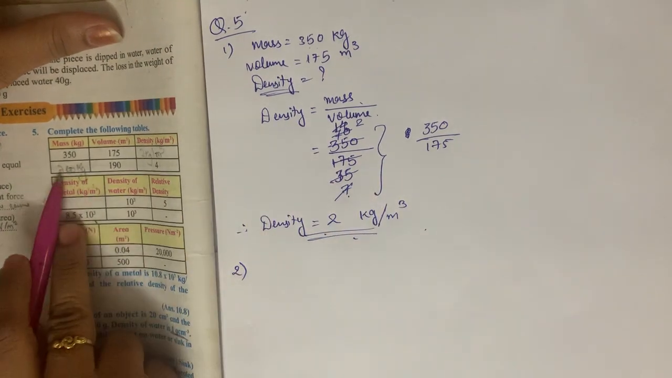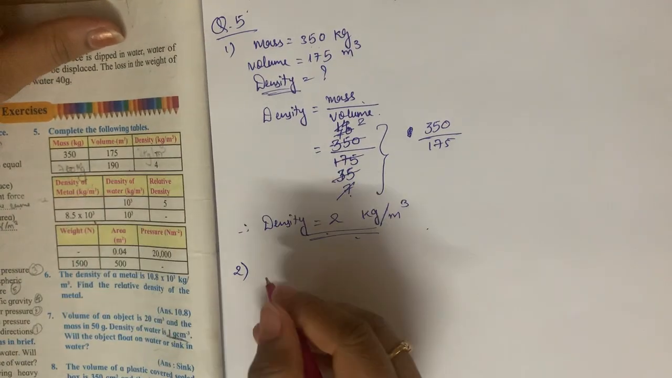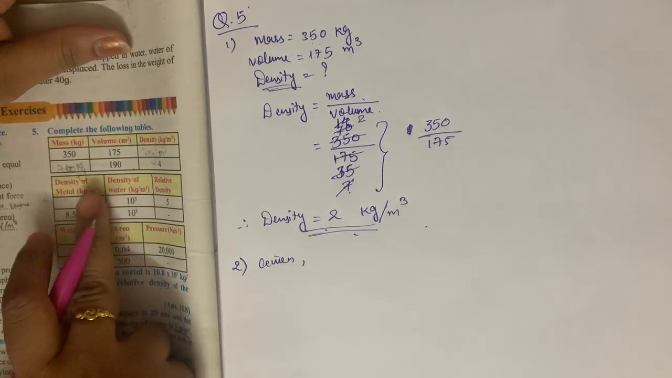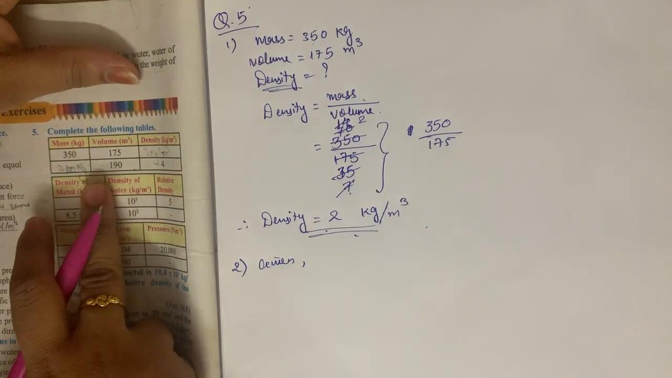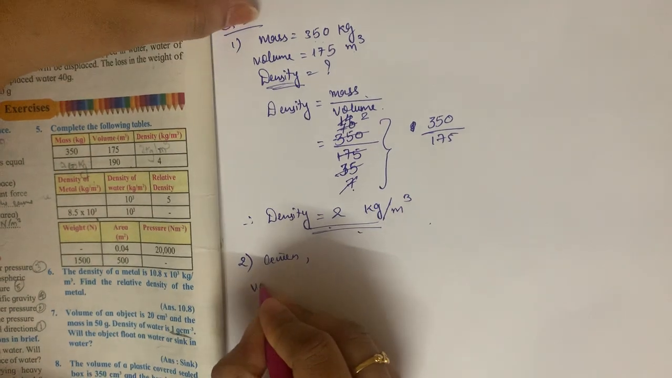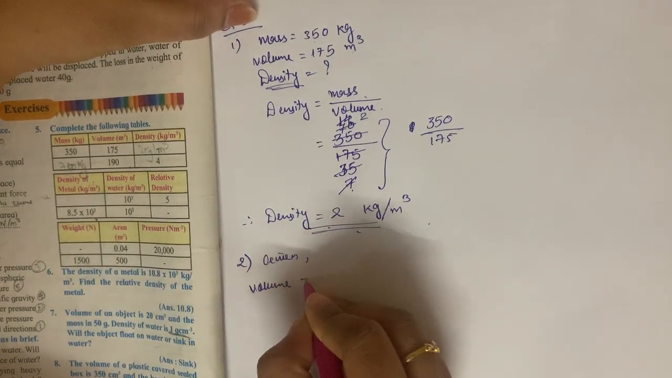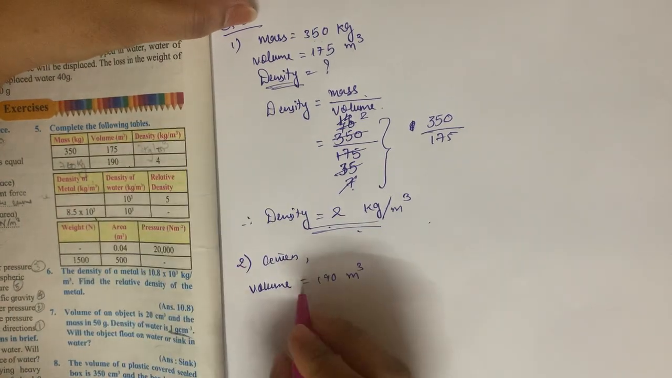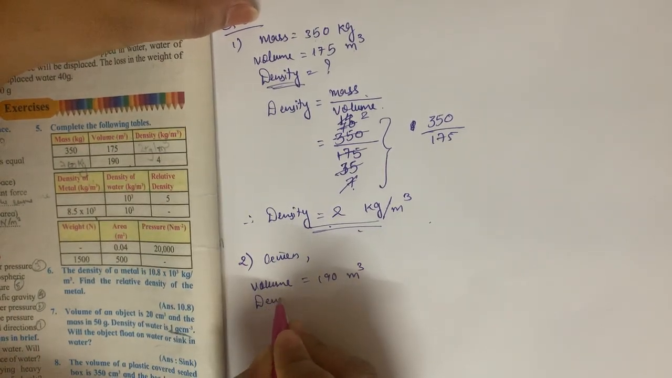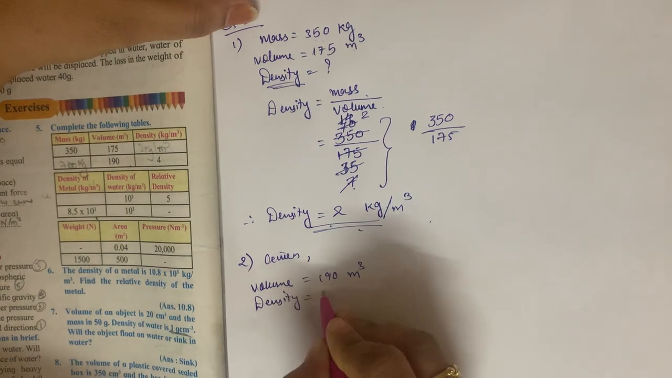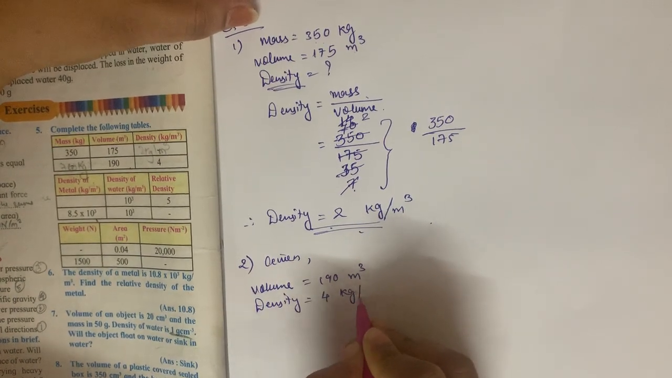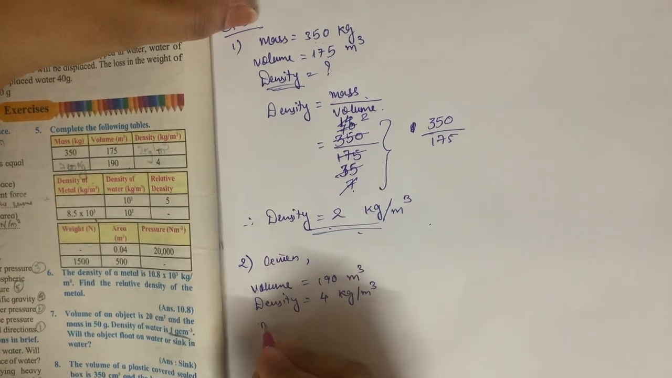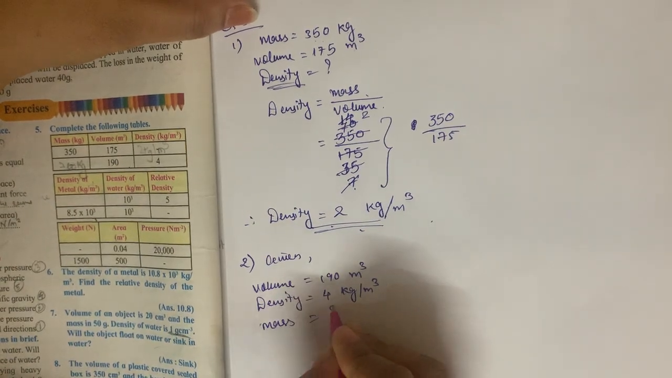second question. What is the given part of the second question? Here you are given volume. Volume is given as 190 meter cube, and you are also given density, which is equal to 4 kg per meter cube. And what do you want? Mass. Mass is not given, so mass you have to find out.